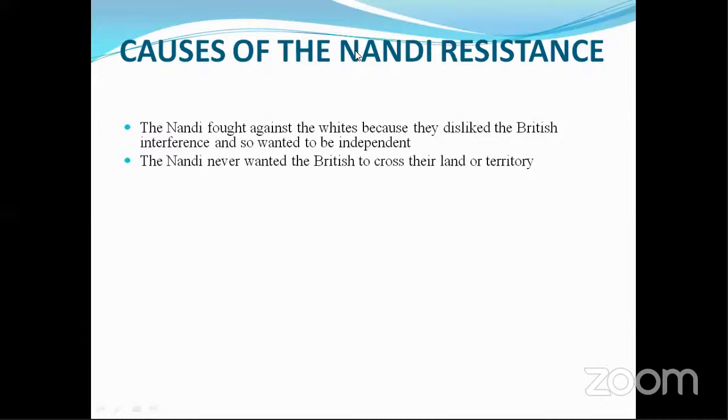Marvin, you can unmute. The NANDI resisted because they were being forced out of their land into reserves. Thank you so much. They were being forced out of their land into reserves. That is why they resisted. Then I also have Chiravo. Chiravo, you can unmute. They did not want interference in their ivory and slave trade. Yes, they never wanted to see these people interfering in their trade, that is ivory trade and slave trade. Yes, that is true. Thank you for that point you've given.